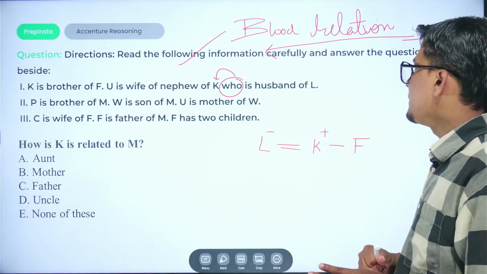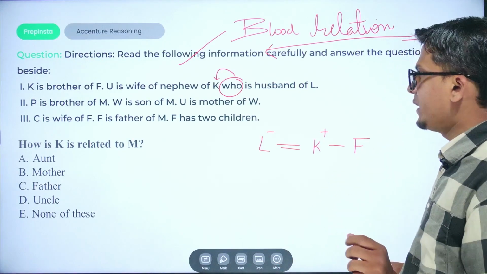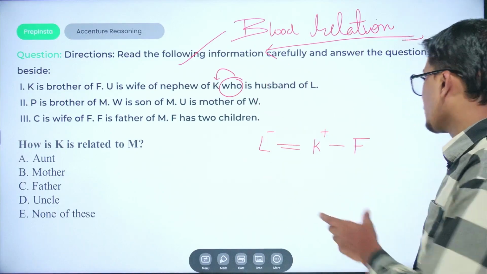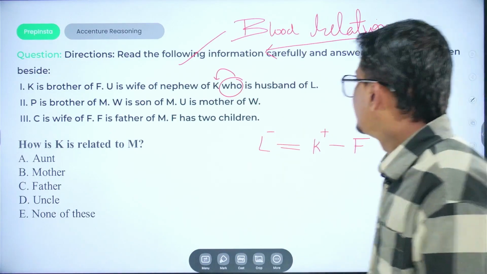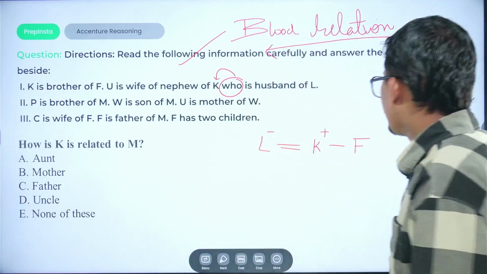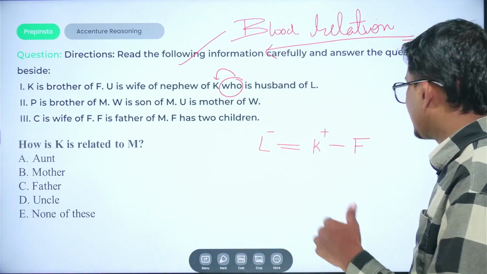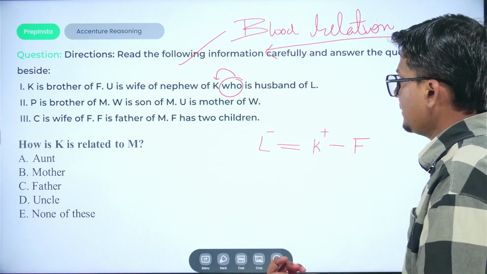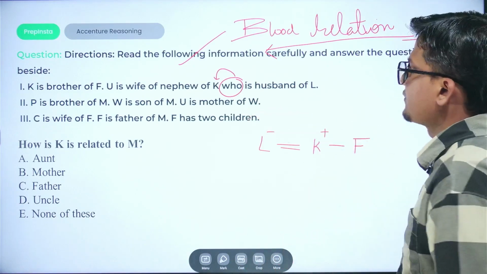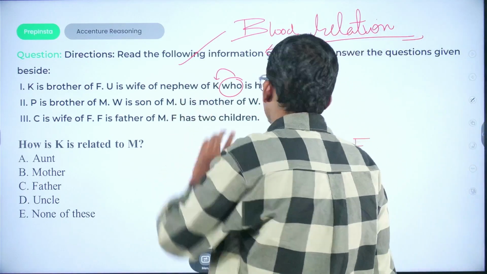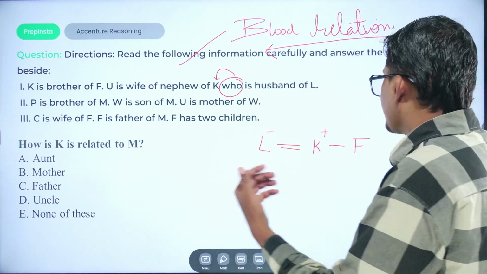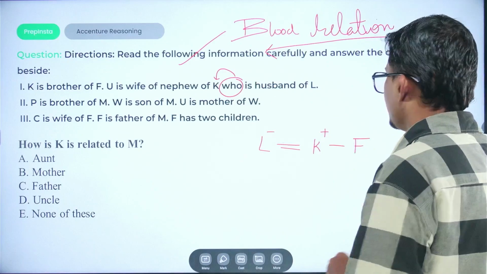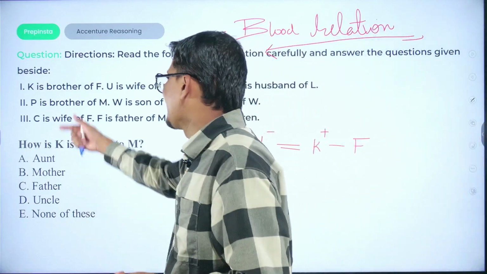Here also you will do the same: with reference to the given point, we will use the particular statement to draw the relation. So P is brother of M. We do not have the required information with regard to M or P, so we will skip this information. W is son of M. We are not familiar with W, nor M. U is mother of W. Okay, let us go to another sentence.